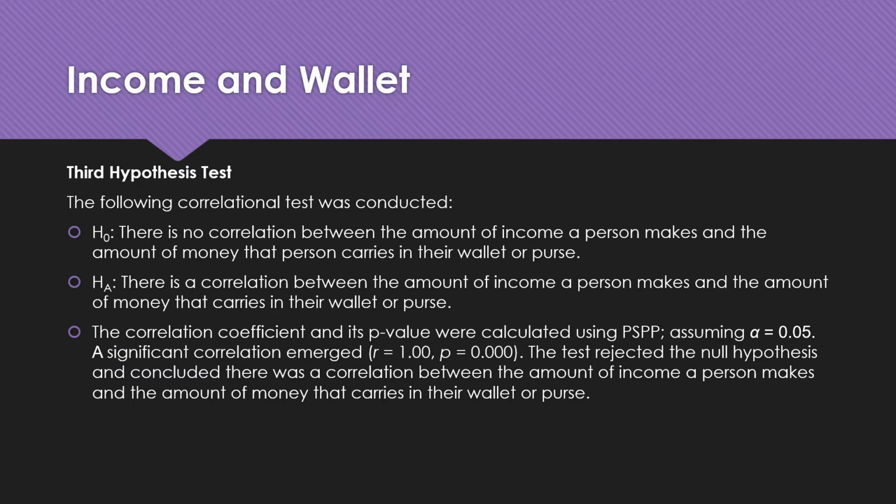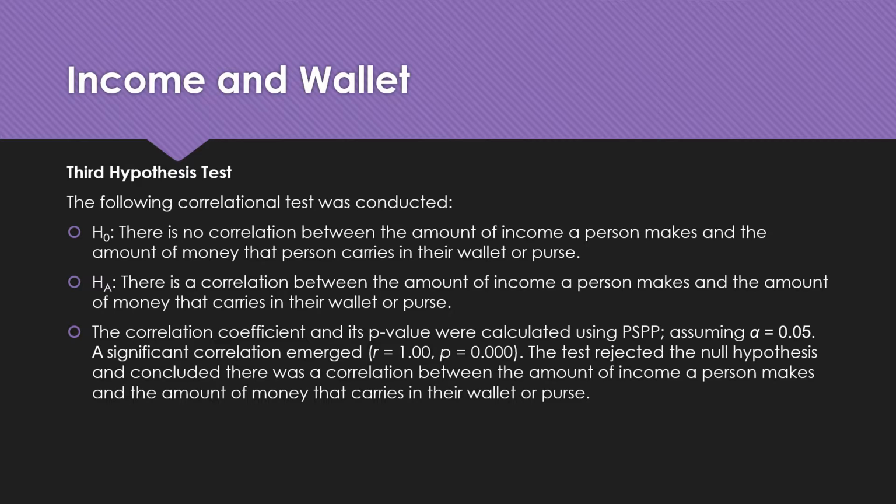The third test focused on income and wallet, meaning the money carried in one's wallet or purse. The null hypothesis states that there is no relationship between income and the amount of money carried in one's purse or wallet. The alternative states that a relationship does exist between the two variables.